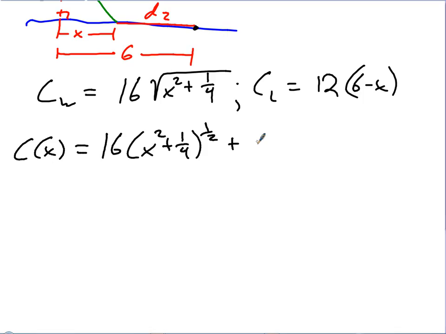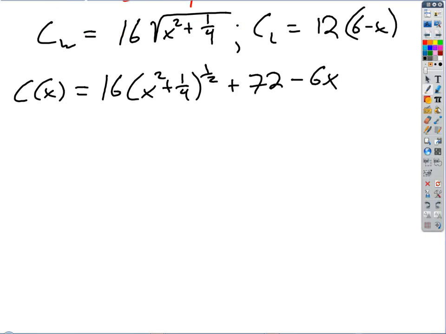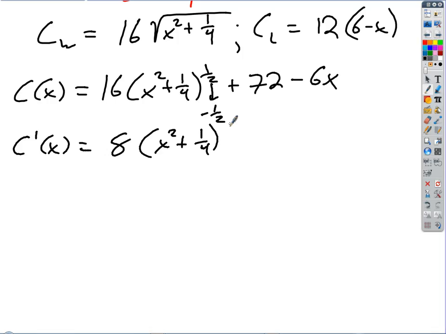Plus, if we distribute the 12, 72 minus 6x. And then I think we had just gotten to the place where we had taken the derivative. We finished that. Okay, so we got c prime of x, and then we used the chain rule here, multiplied the 1/2 times the 16 and got 8 times x squared plus 1/4 to the minus 1/2, right? Times the derivative of what's inside, which was our 2x. And then over here we just got a minus 6.